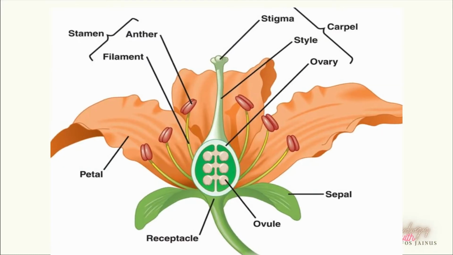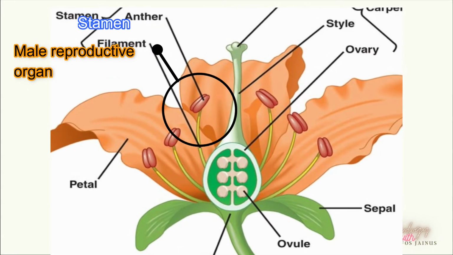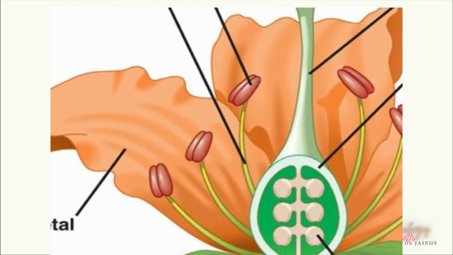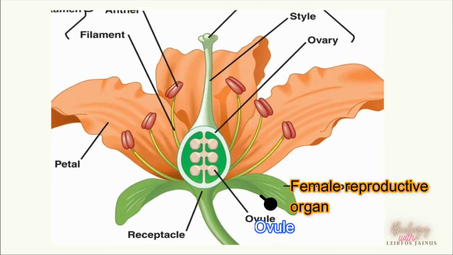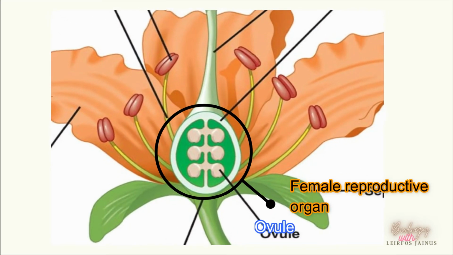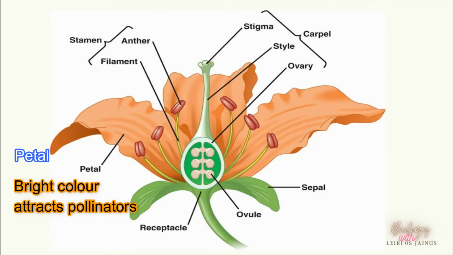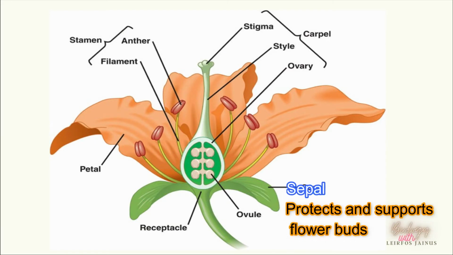The parts of the flower consist of the stamen, which represents the male reproductive organ, the ovule, which represents the female reproductive organ, petals, bright and colorful to attract pollinators, and the sepals to protect and support the flower buds.